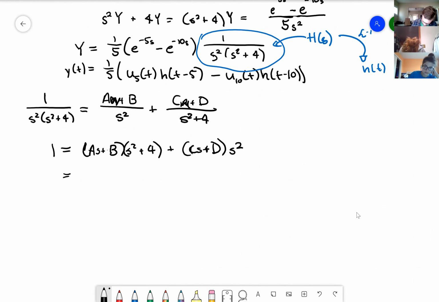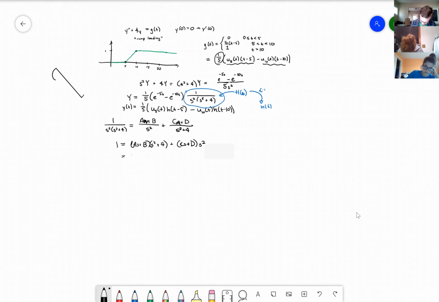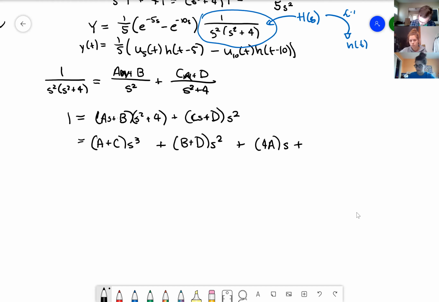So I'm going to have a cubic. What I'm going to end up with is, can I recover? Only one way to find out. This will be a plus c times s cubed, plus my squares, b and d. And then my linear terms, 4a, and that's it. The only linear term? Yeah. And then my constant term will just be 4b.